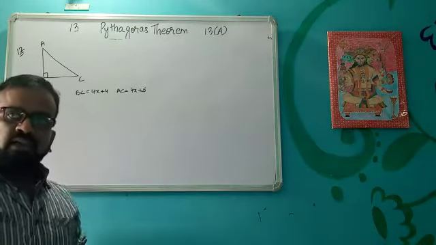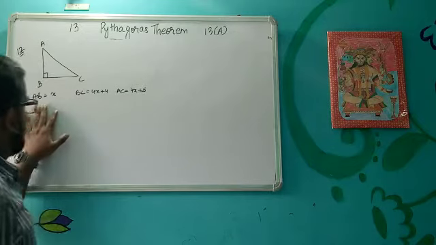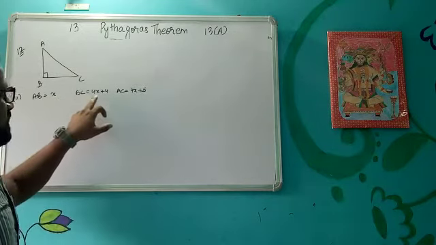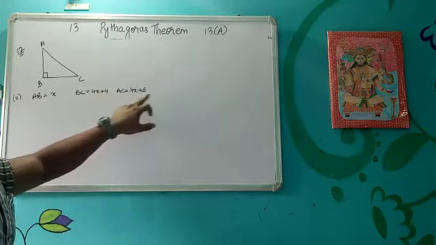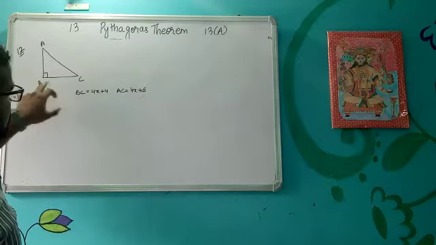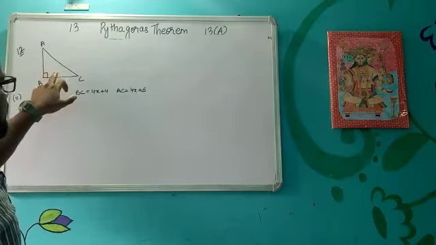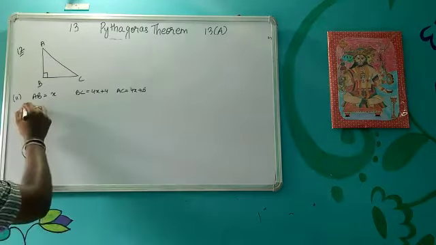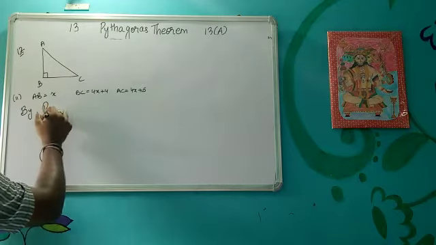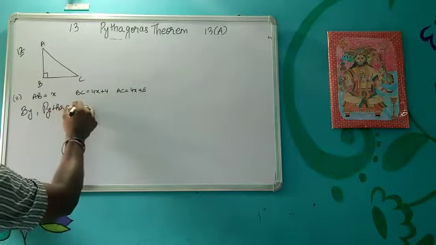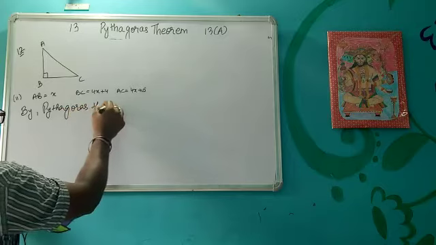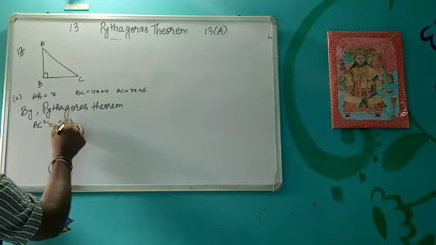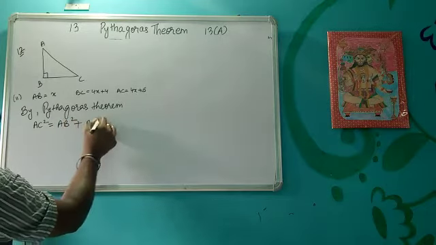Okay, let's discuss the last question of this exercise. In this, AB is x, BC is 4x plus 4 and AC is 4x plus 5. And what is given? In this triangle ABC, angle B is 90 degree. So what we are going to do? We will use Pythagoras theorem: AC square equal to AB square plus BC square.